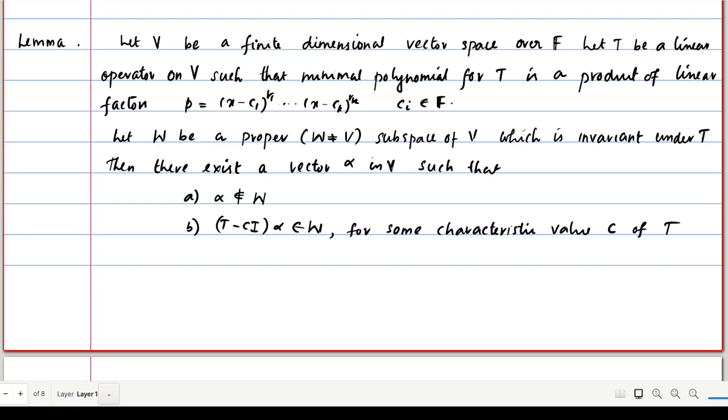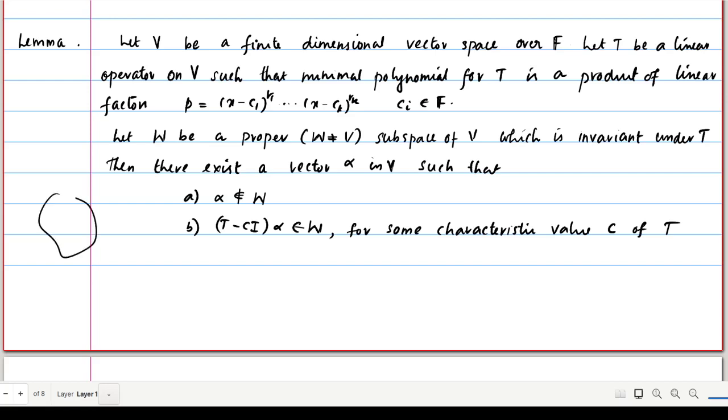If we have a linear operator with this property, then for every proper invariant subspace W under T, where proper means W is a subspace which is not equal to V, we can easily find an alpha in V which does not belong to W, and (T - cI)alpha belongs to W for some characteristic value c for T. We will prove that.